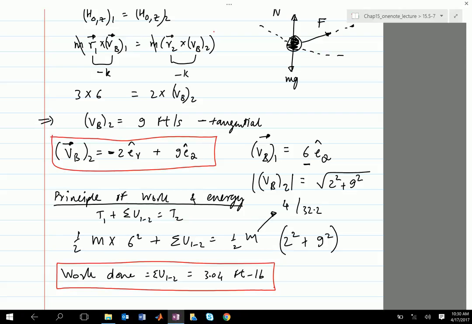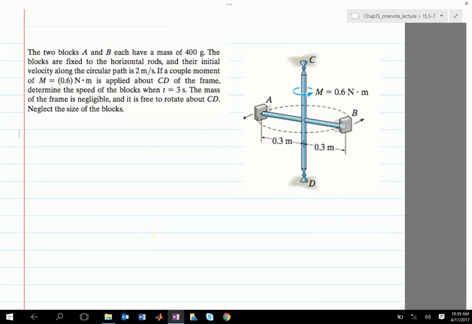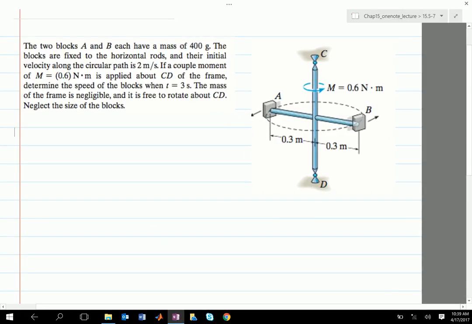Okay. Any questions? So two blocks A and B each have a mass of 400 grams. The blocks are fixed to the horizontal rods and the initial velocity along the circular path is 2 meters per second, as shown. If a couple moment M equals 6.6 Newton meters is applied about CD of the frame, determine the speed of the block when time t is 3 seconds. The mass of the frame is negligible, and it's free to rotate about CD.